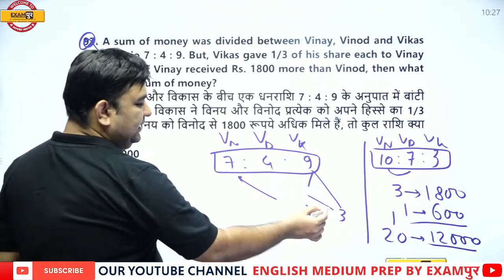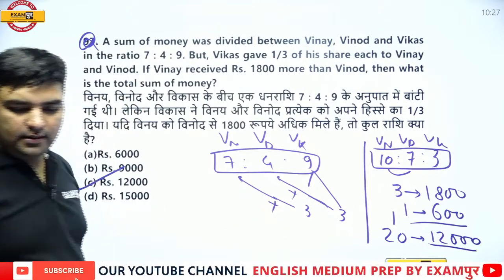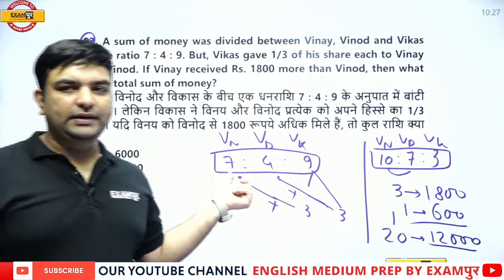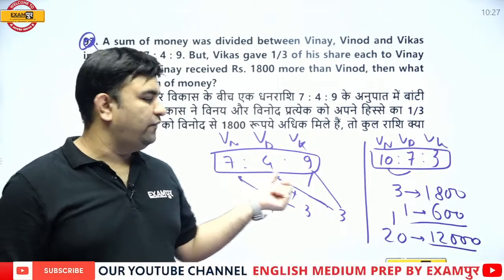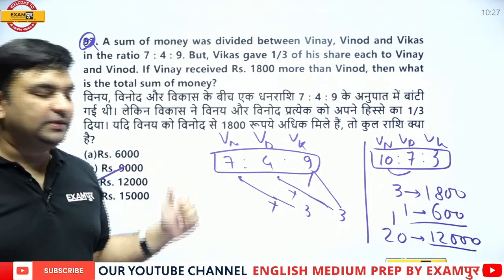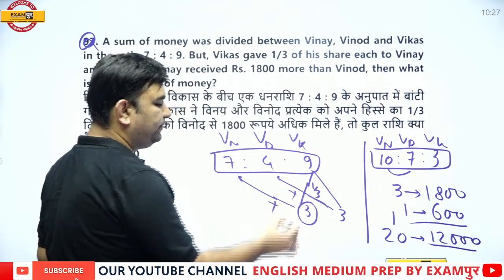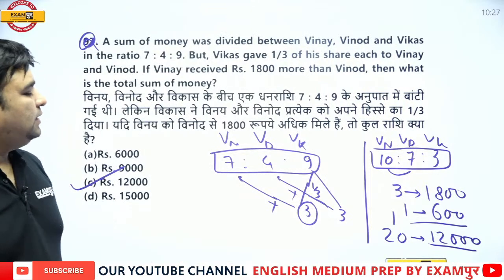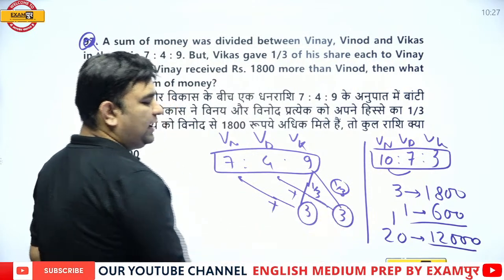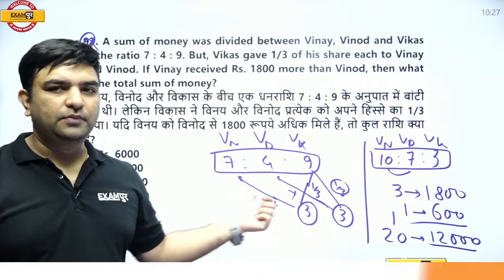So we have added these 3 over here, yeah? 7 plus 3, 4 plus 3. Initially, it has to be divided in the ratio 7:4:9. Vikas gives 1 by 3 of his share. What is 1 by 3 of 9? 3. And 1 by 3 of the share, 2. 1 by 3 of 3, 3. So Vikas gives 3 and 3 each to Vinay and Vinod.